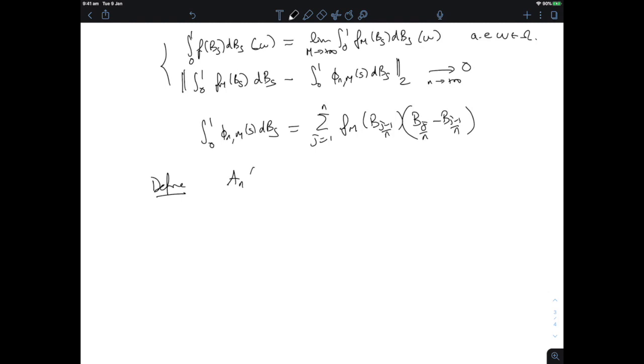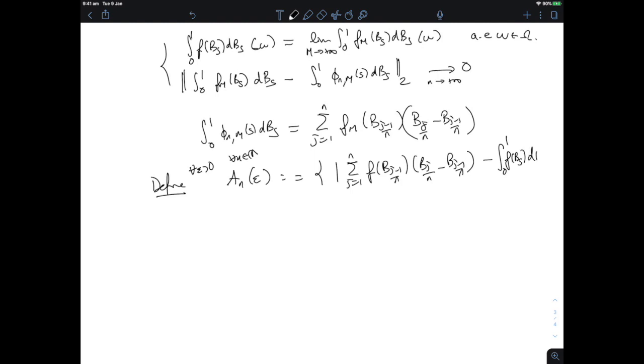So now, to get the limit in probability, we're going to define A_n(epsilon), for every epsilon and for every n, as the set of all those omega such that this sum that I'm interested in is close enough to the integral I'm trying to compute, which is f of B_s dB_s. So we need to show that the probability of A_n(epsilon) goes to 0 as n goes to infinity for every epsilon.